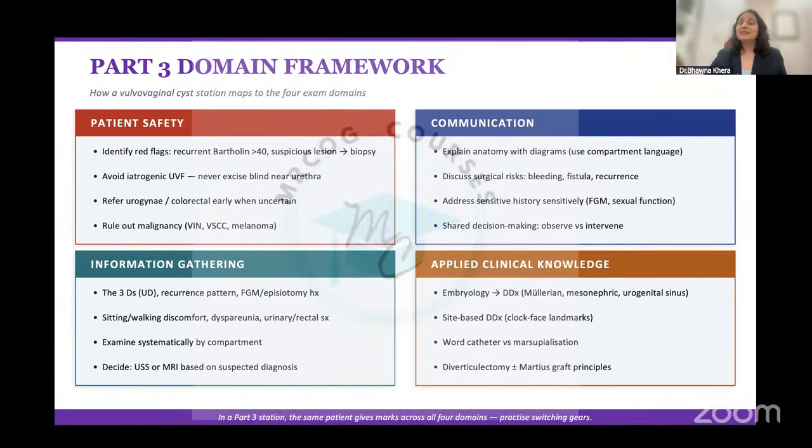And do not say that marsupialization is the first line for Bartholin cyst. It's the Word catheter which is the first line. Marsupialization is for recurrences. And finally, there is diverticulectomy, which can be done.